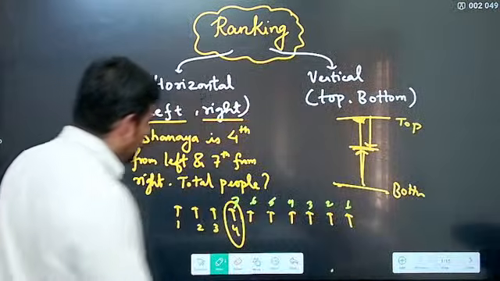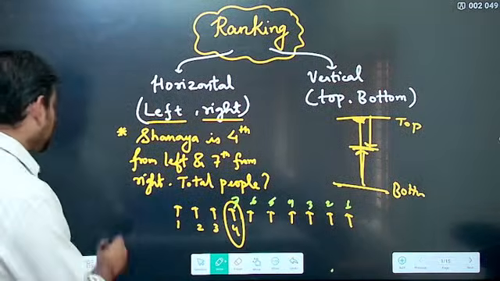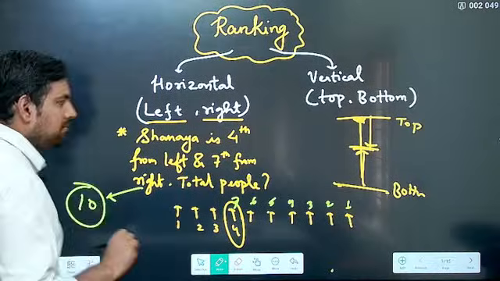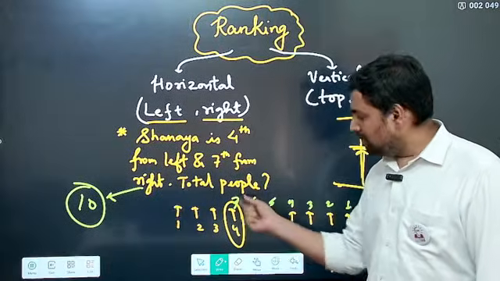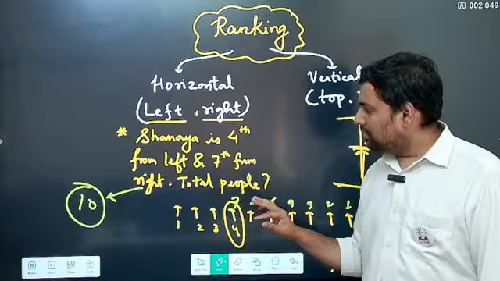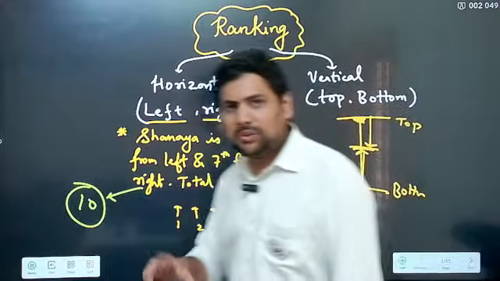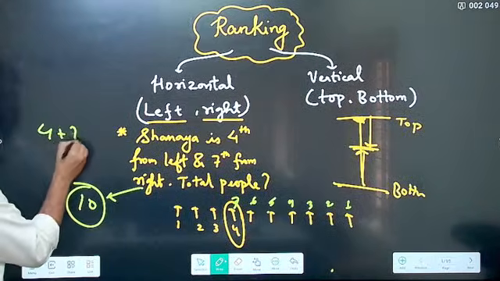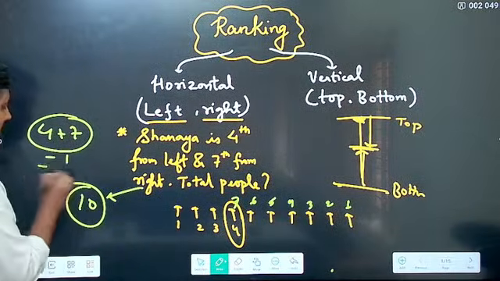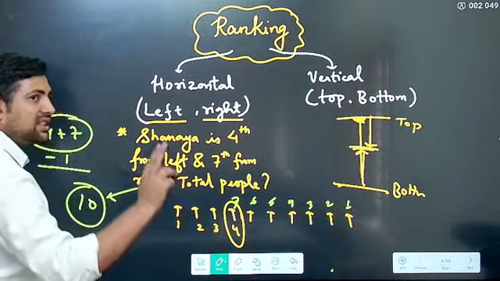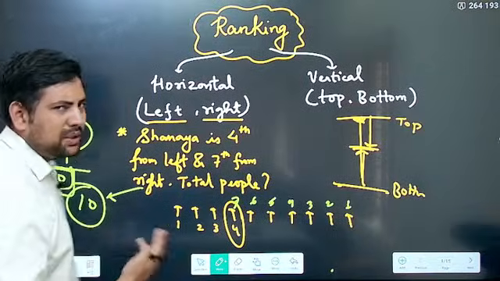Now if you count the number of people, it is 1, 2, 3, 4, 5, 6, 7, 8, 9, 10. So how many people are there? There are 10 people. You understood, when we were counting 4 from here and then 7 from here, it must meet at the same point, that is Shania. So if the ranking of Shania is 4th from left and 7th from right, the total number of people won't be equal to 4 plus 7. As you saw, that will be wrong. The total will be 4 plus 7 minus 1, because otherwise I will be counting Shania twice. So 4 plus 7 is 11, 11 minus 1 is 10. So there are a total of 10 people in the row.